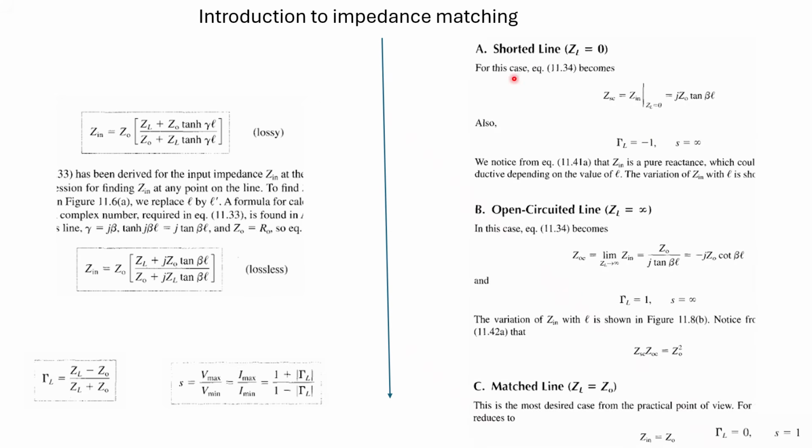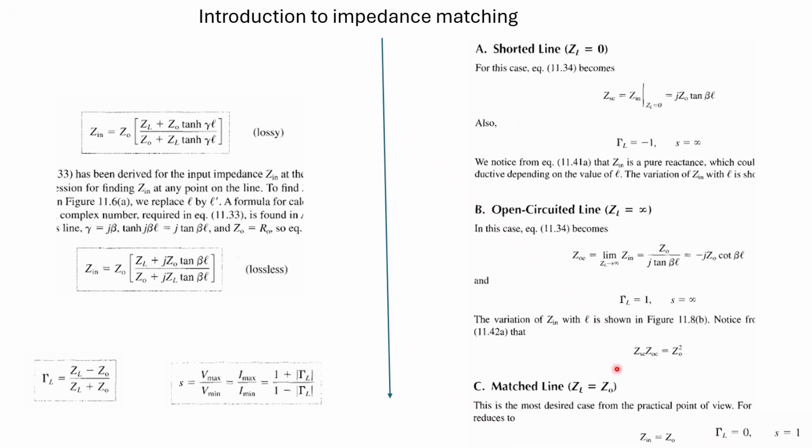Now some special conditions. First, the shorted line. If the line is shorted, then ZL is equal to 0, and in that case just put the value of ZL in this equation and we get Zin equal to jZ0 tan βL, and τ will be minus 1 and S is equal to infinity. Similarly, for an open circuited line, ZL is equal to infinity; again put ZL equal to infinity in this equation, and you will get Zin equal to minus jZ0 cot βL, then τ is 1 and S is equal to infinity.